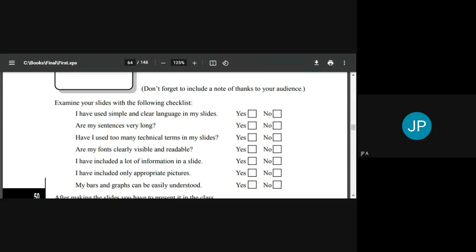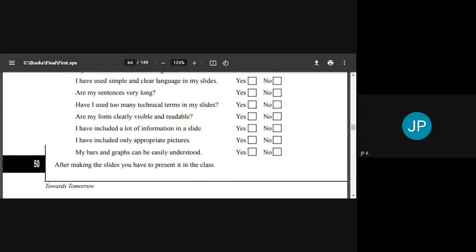Sometimes we may have to include some bar graphs or pie diagrams to make our information more clear to the audience. Suppose we have some statistics: 100 students have written the exam, and 50 percent have attended the exam completely, 25 percent have attended partly, and 25 percent are yet to attend the exam. Everybody says that it should be clear and easily understood, isn't it? Very good. Thank you for those responses. Yes, so my bars and graphs can be easily understood.